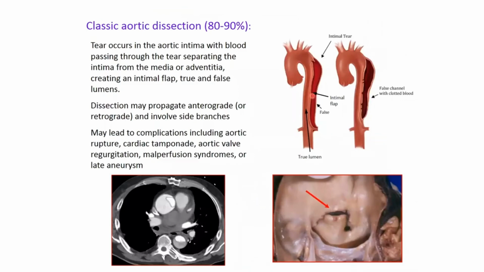A classic aortic dissection, again, is a tear in the aortic wall. Blood then enters into this false channel separated by the intimal flap. The dissection typically propagates anterograde down the aortic wall, but can go retrograde, and leads to malperfusion syndromes, risk of rupture, late aneurysm, and other potentially catastrophic complications.